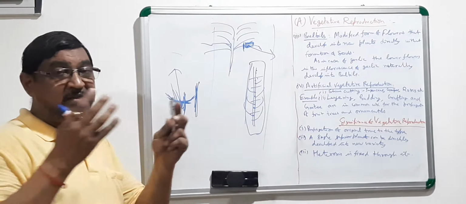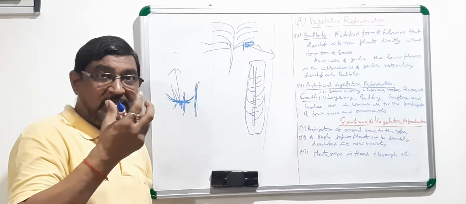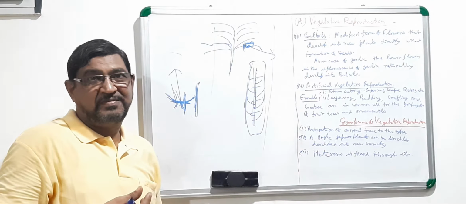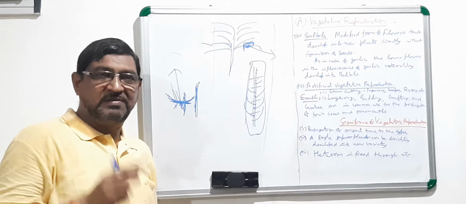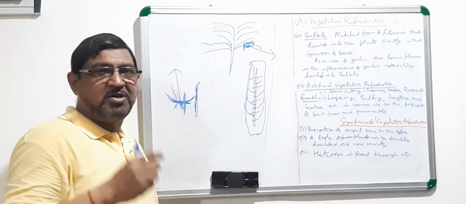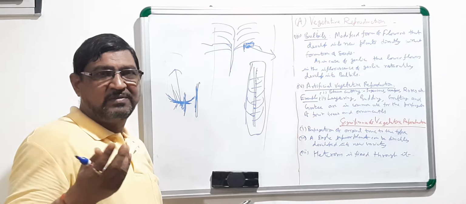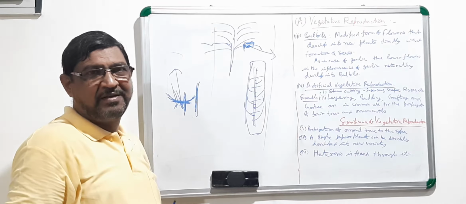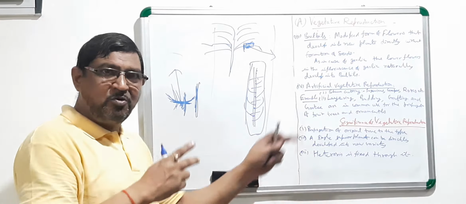You cannot get the true to the type from the seed which you have got from the Langda mango because of the cross pollination. The seed developed because of the cross pollination, so that is different. You can get the plant, but you cannot get the Langda. So for getting the Langda, you have to go for grafting.